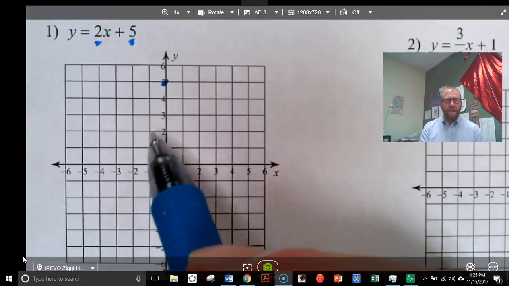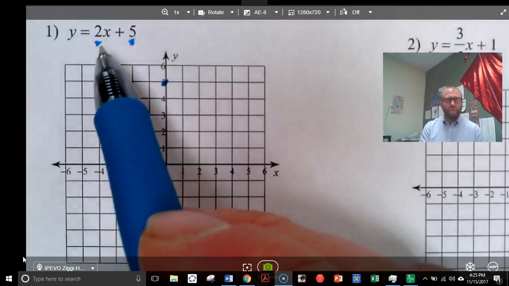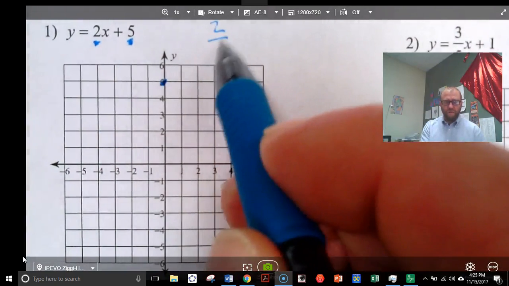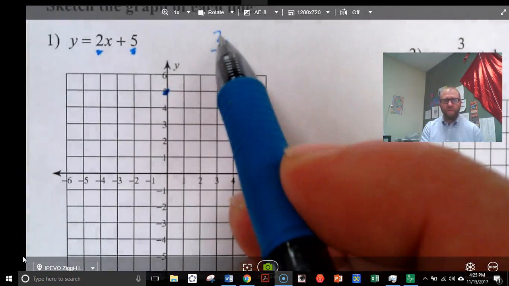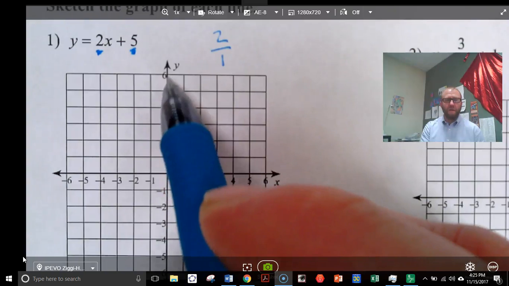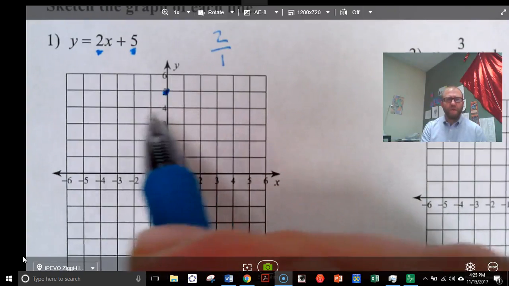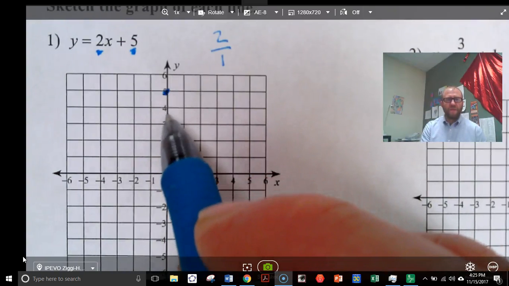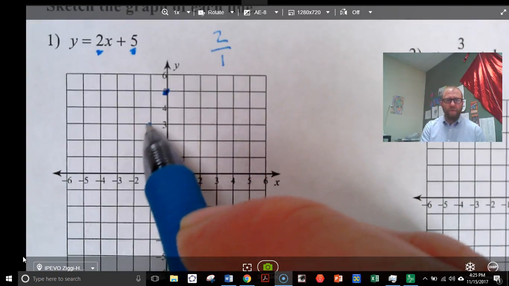I'm going to plot that first. Okay. Next, I'm going to plot the next point using the slope. Now 2 as a slope, I might think of this as 2 over 1, so the line goes up 2, forward 1. Now, unfortunately here, if I go up 2, I'm off the graph. Well, that's a problem. So instead what I'm going to do is work backwards and go down 2 and back 1.